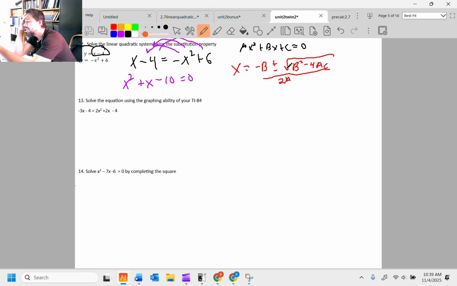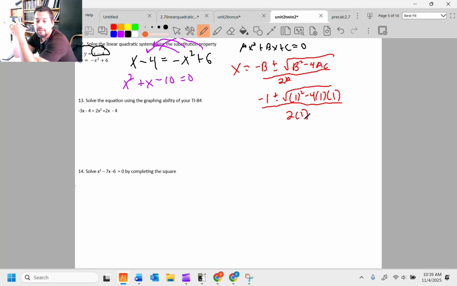Or you can do the complete the square method. Anyways, b is positive 1. That's going to make that a negative 1, plus or minus the square root of 1 squared minus 4 times a, which is 1, times c, which is 1, all sitting pretty over 2a. And a is 1. There you go. And then we're just going to crank out the math. This one does not have any real solutions, actually. We have a no real solution system.